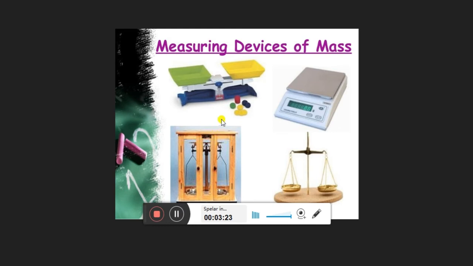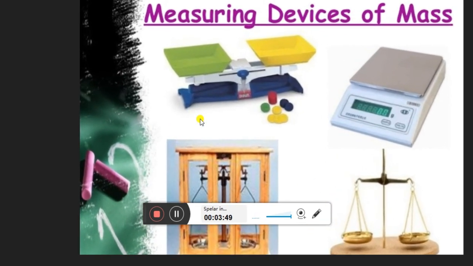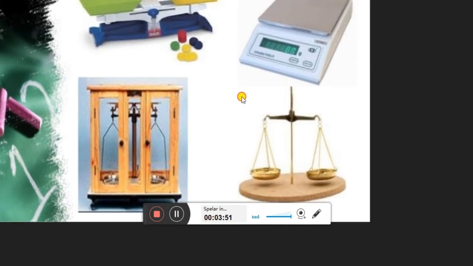Now how can you measure the mass? There are a few devices which are very helpful for measuring the mass easily. Here are the balances. This one is the beam balance, this is the electronic balance, this is also the manual balance, and this is called the physical balance.